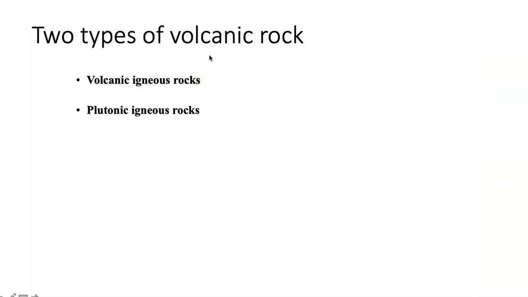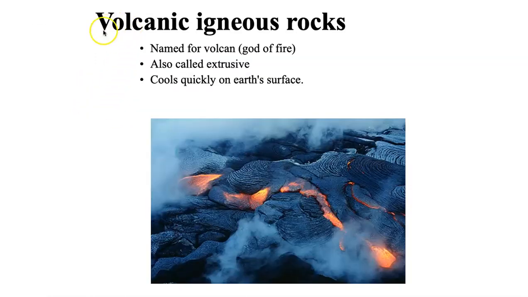Volcanic rock, this should say igneous. Igneous rock can either be volcanic or plutonic. Underground, above ground. Volcanic igneous rock, here we go, are named for the god of fire. It's easy to remember. They are extrusive. They squeeze out of the earth like toothpaste.